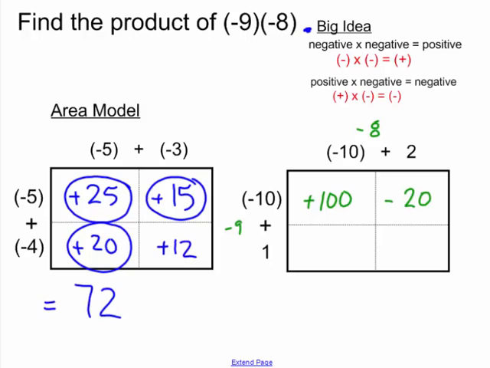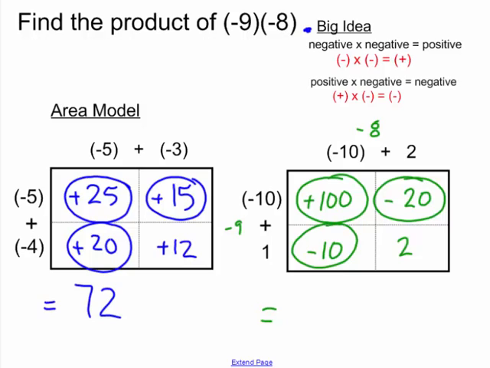Okay, I'll move down to the bottom row. 1 times a negative 10. Again, I'm doing a positive times a negative, so I've got to be careful of my signs. And lastly, 1 times 2, both positive values. I can put the 2 in the last corner. If I add these together, I start with 100. I'm going down by 20 to 80, down by 10 more to 70, up by 2, and I go back to 72. You'll see I have the same answer for both.